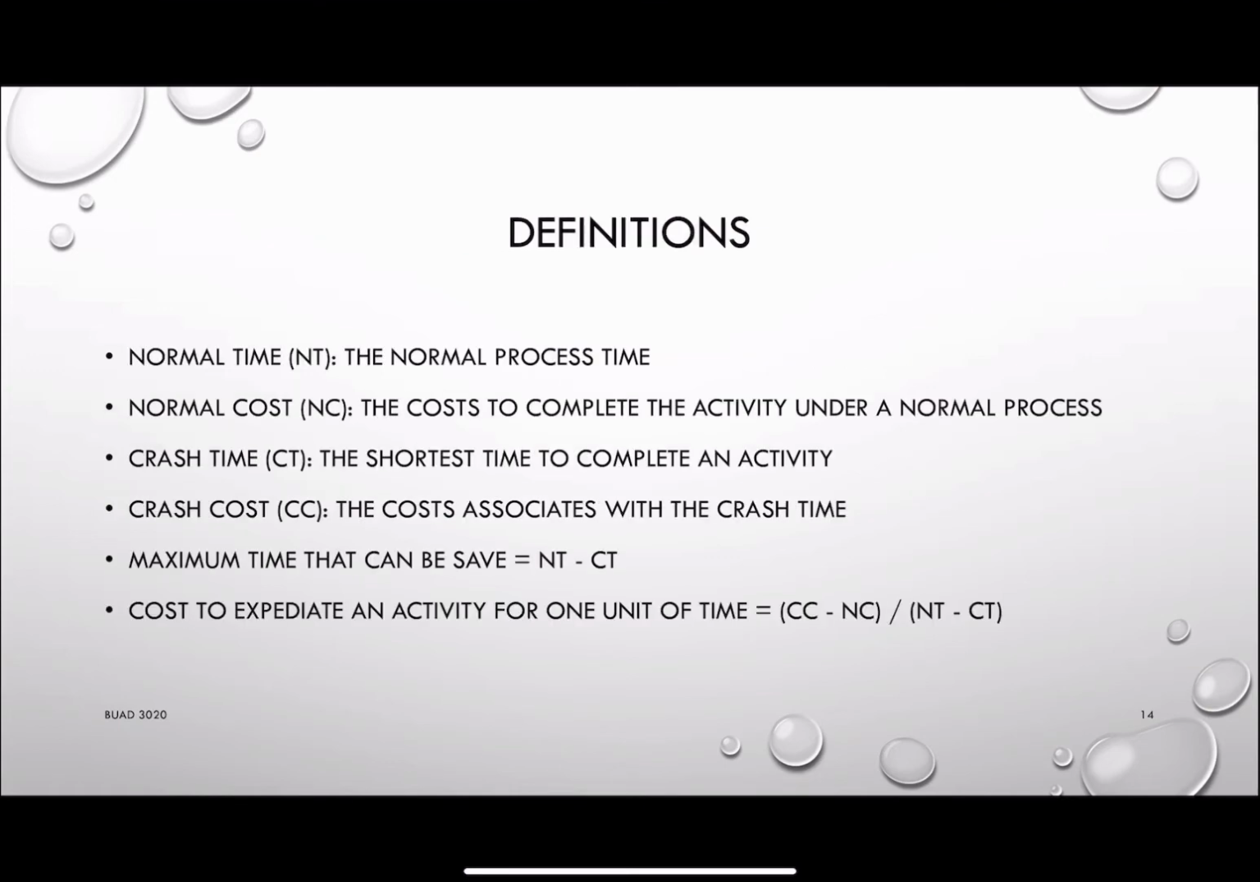And before we can start, we need to define a couple of terms. The first one is the normal time. That's the normal process time for you to complete the project. We also have the normal cost. So that will be the cost for you to complete the activities under a normal process. So the cost we are talking about here will be the direct cost.